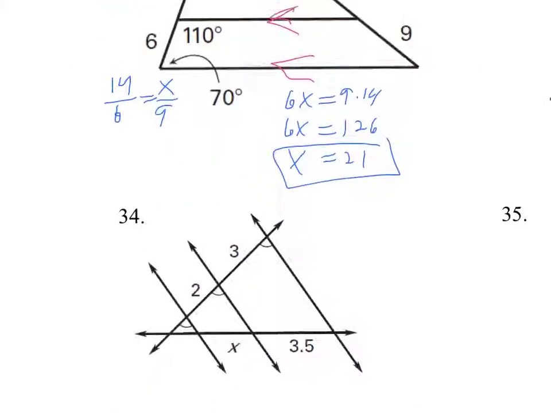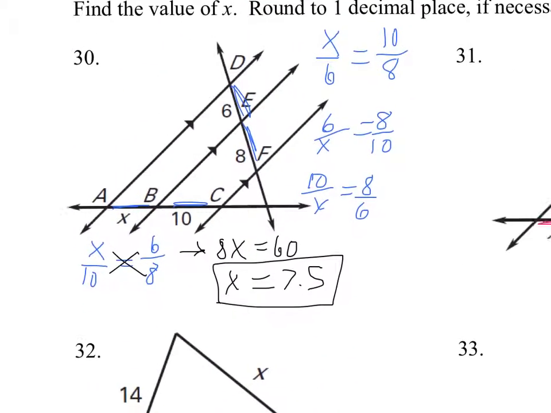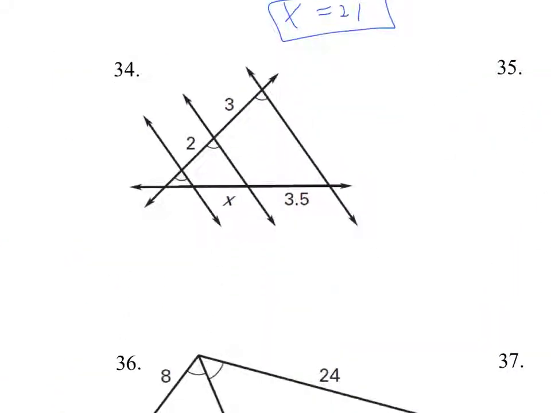Number 34, this is a lot like 30 and 31. You see that we have three parallel lines. You understand how these lines are parallel because they all have the same angle here. So again, just set up a proportion. A bunch of different ways you could do that.